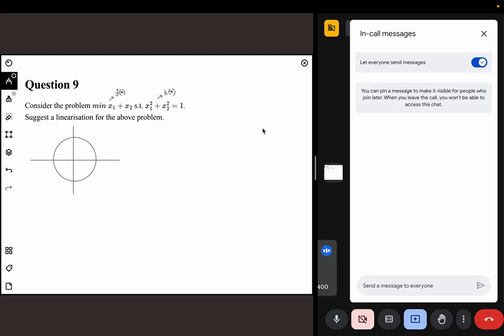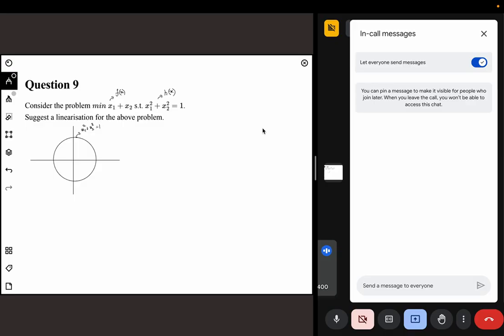So this is my constraint. How do I linearize the constraint? Say if I want to use it for the cutting plane method, I have to find an enclosing polyhedron. I have to make some hyperplanes and then enclose this entire S properly.